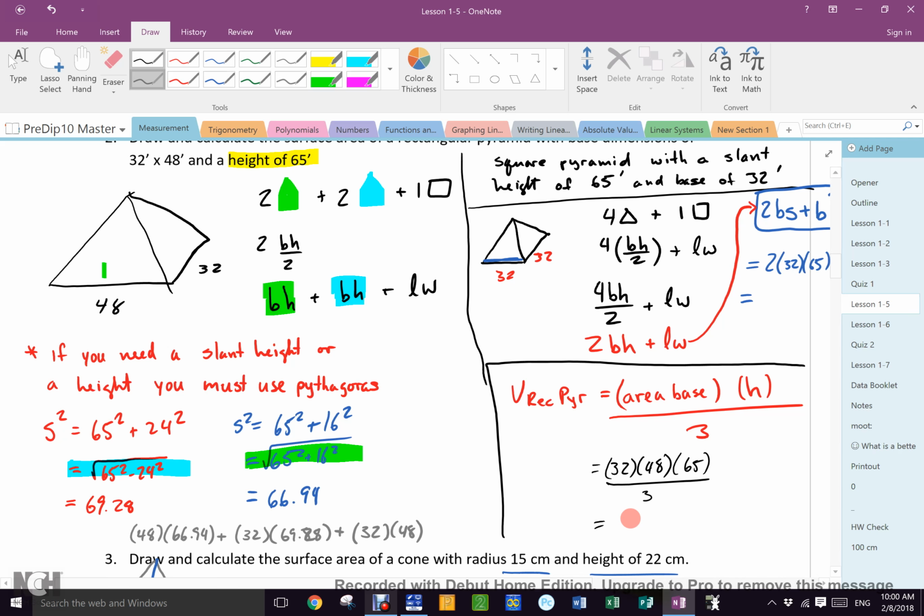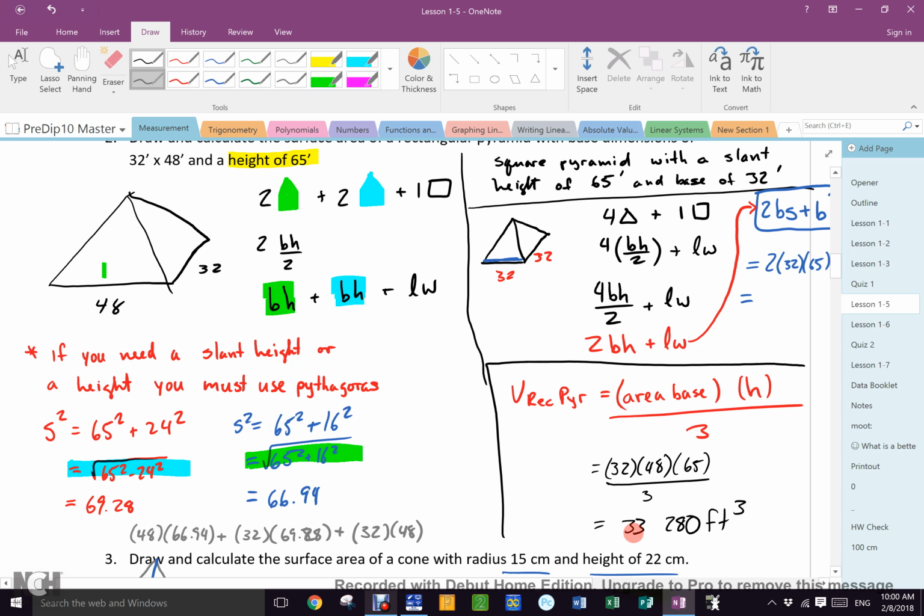Why would you come to math without a calculator? That would be fine if you were super awesome at multiplying. Are you? So why would you be here without a calculator? What is it? 33,280 feet cubed.